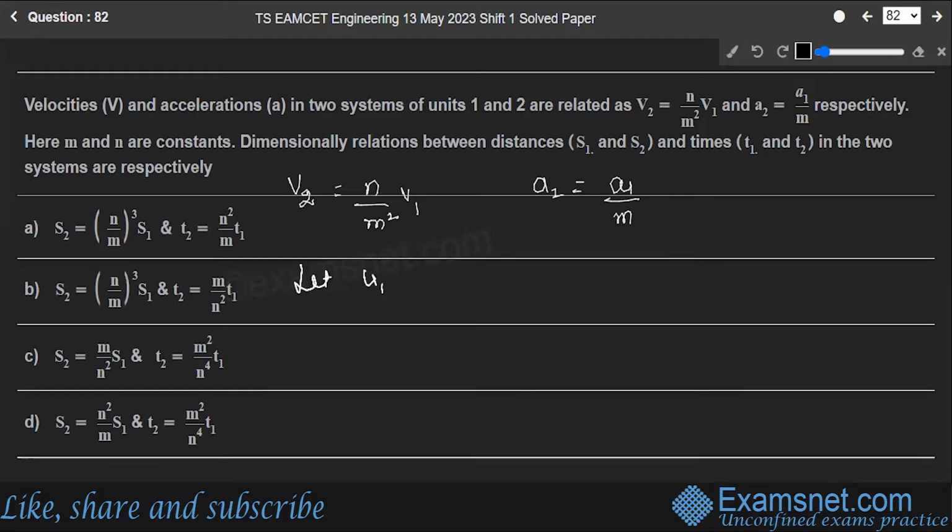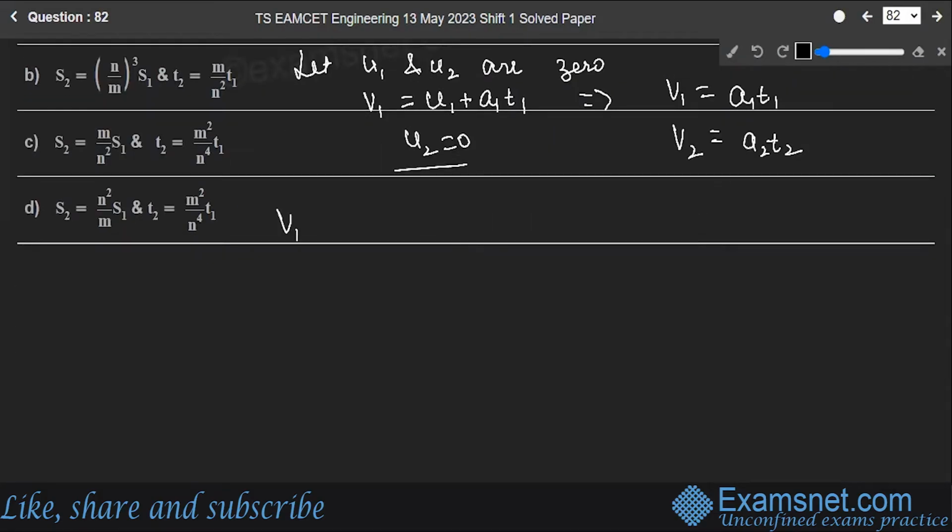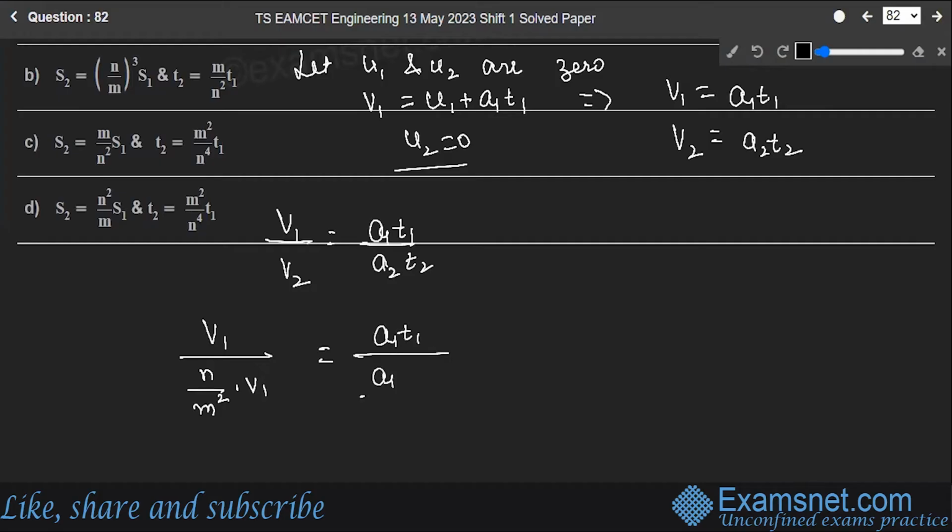Let u1 and u2 be 0. By the equation v is equal to u plus at, you have v1 is equal to u1 plus a1 t1. If u1 is 0, v1 is equal to a1 t1. Similarly, u2 is equal to 0. That gives you v2 is equal to a2 into t2. Dividing both of them, you have v1 upon v2 is equal to a1 t1 upon a2 t2, or v1 upon n upon m square into v1 is equal to a1 t1 upon a1 upon n m into t2.